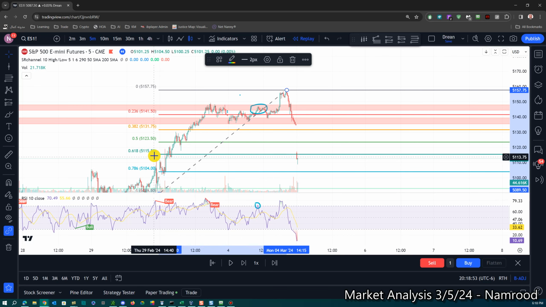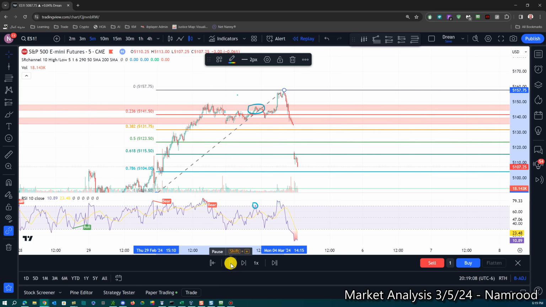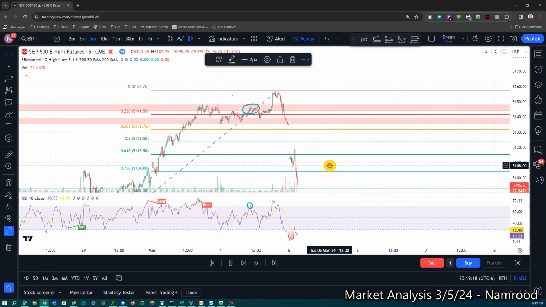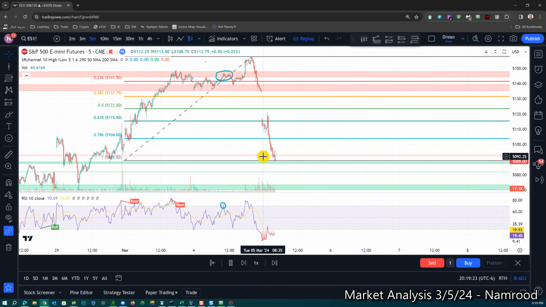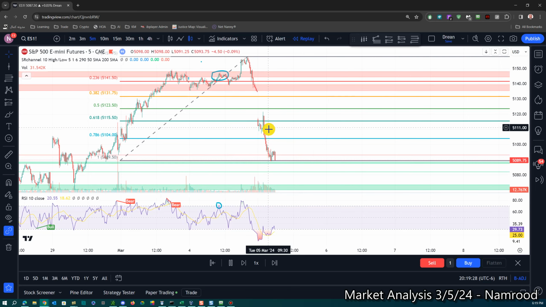Typically the golden zone, or the OTE zone, is here. This zone 68 to 78, as we learned before. But guess what? It tried actually to break 61.8, couldn't, and saw the rejection. This is a fake breakout. Why? Immediate rejection. And this is what happened today.